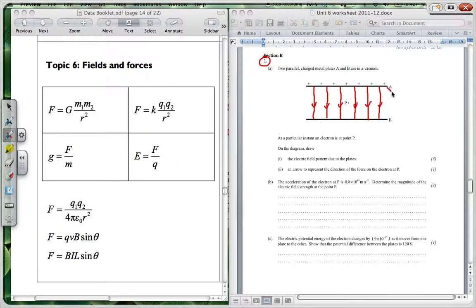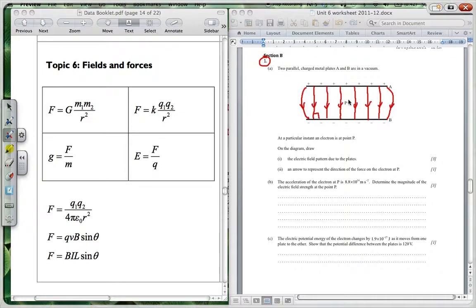Now on the edge you get a curved effect. Now that doesn't look very great. I'll try and do a better one on that side. No, not very good. But you get a curved effect on the end. So we got parallel. These should be hitting the plate at 90 degrees. Something like that. And then an arrow to represent the direction of the force on the electron P.